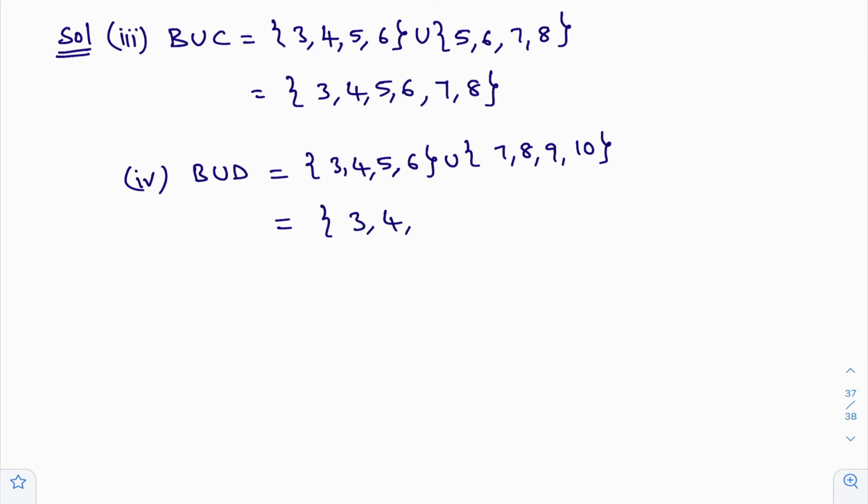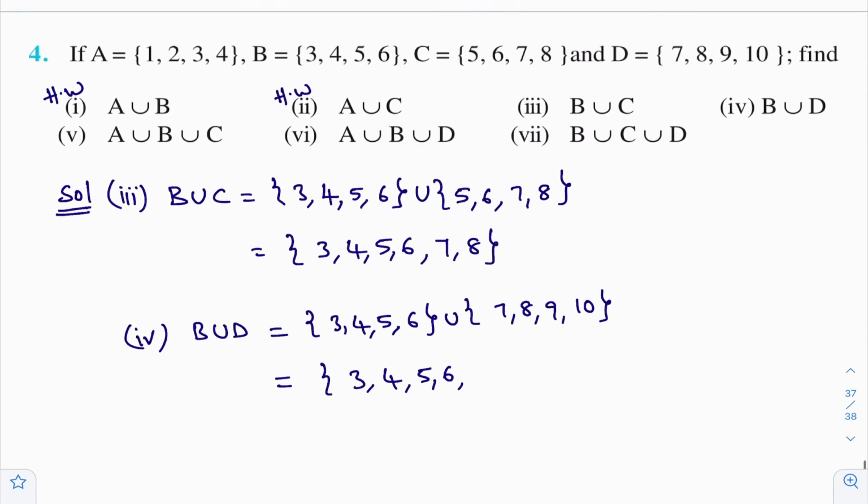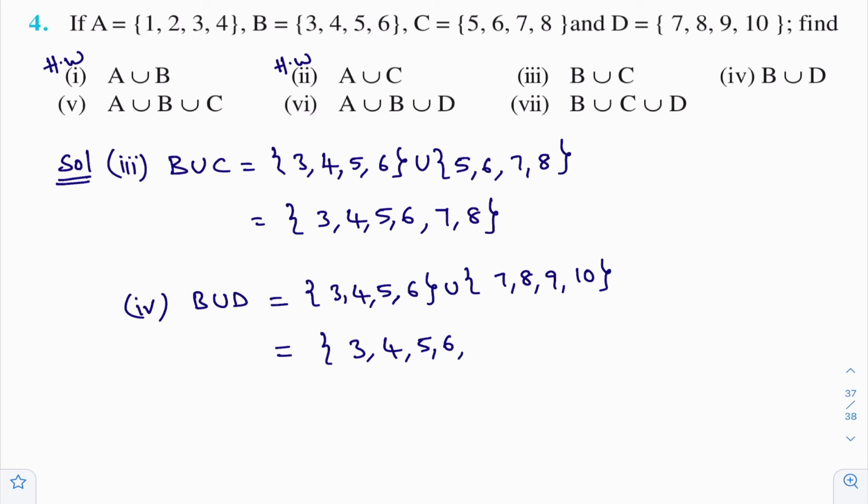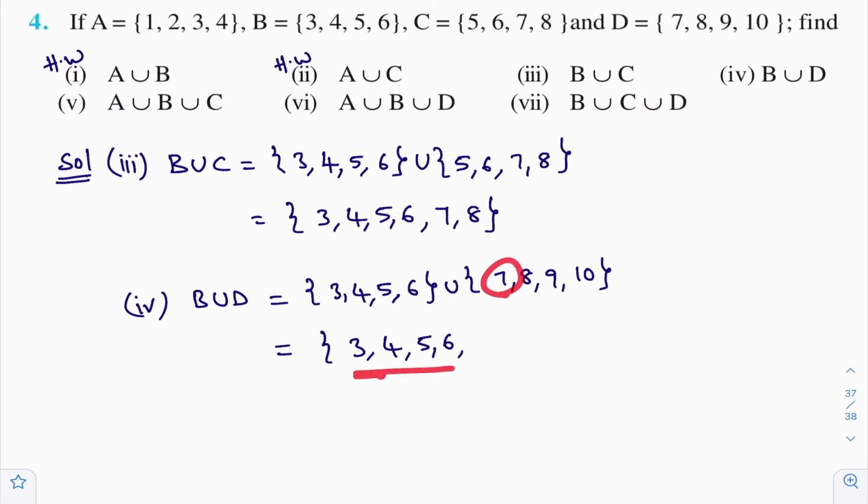First write set B: 3, 4, 5, 6. Now B union D. D is 7, 8, 9, 10. First element here, 7. Is 7 already listed here? No. You write 7. Is 8 already listed? No. Is 9 already listed? No. Is 10 already listed? No. That's it. So B union D is this. This is the answer for B union D. I hope you are understanding.